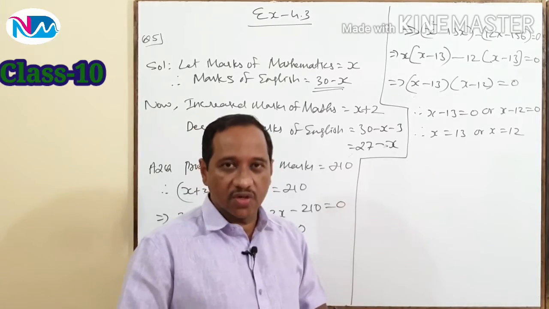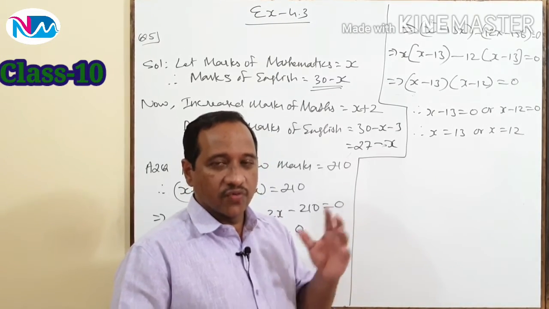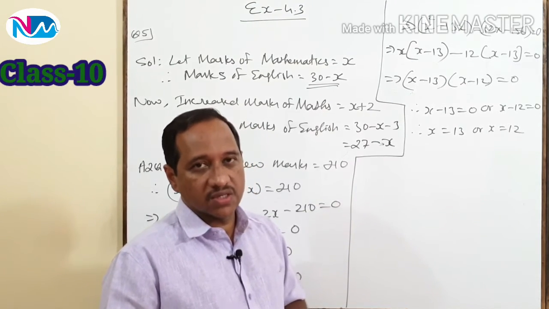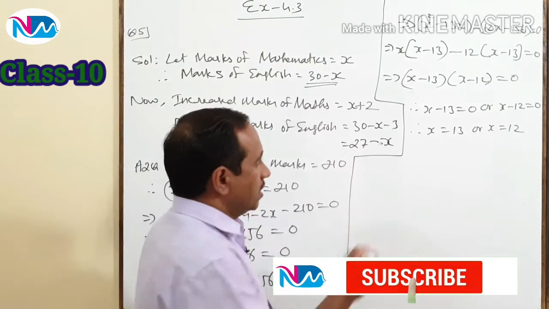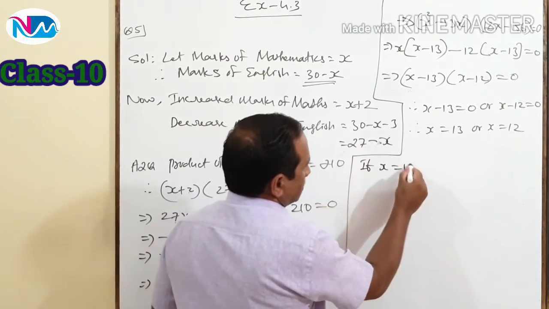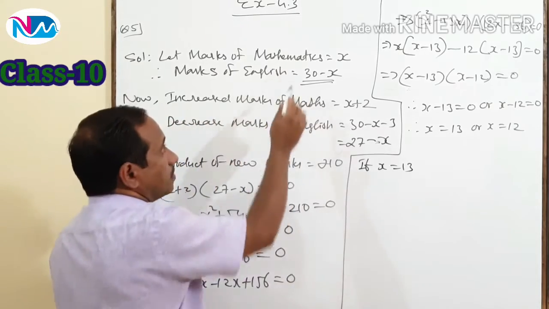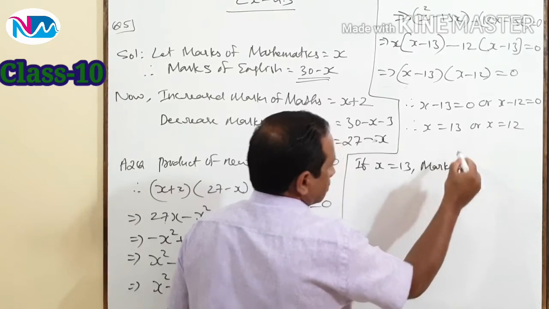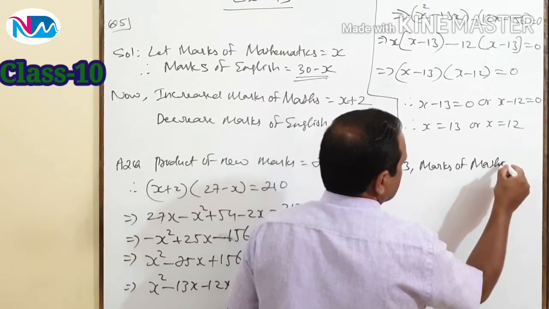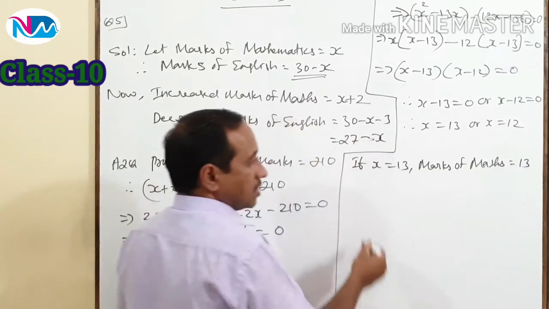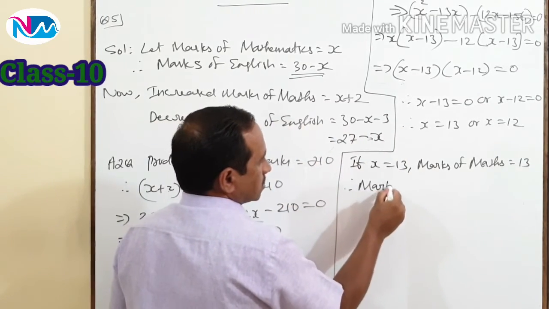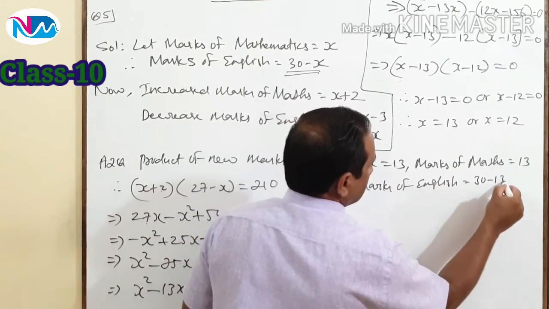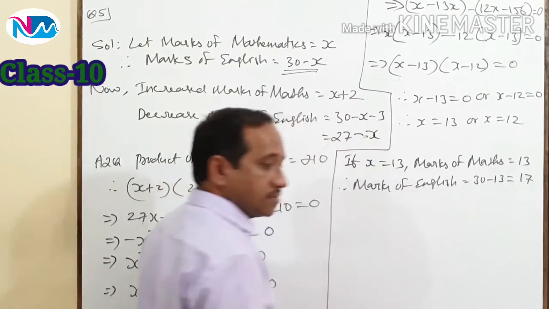Here we are getting two different values of x. Both are positive. So we have to consider both the values, and accordingly we have to write the possible marks of English and mathematics. If x is equal to 13, then marks of mathematics is equal to 13. Therefore, marks of English will be 30 minus 13, that is equal to 70.